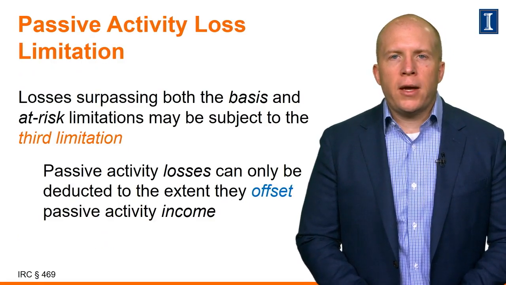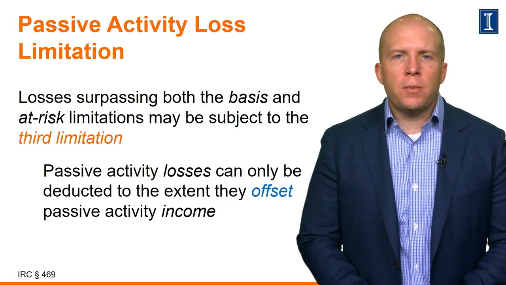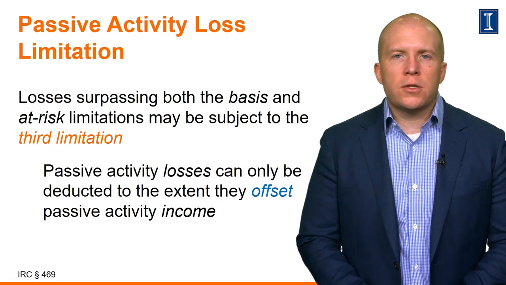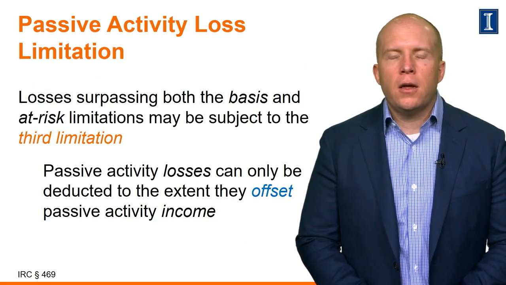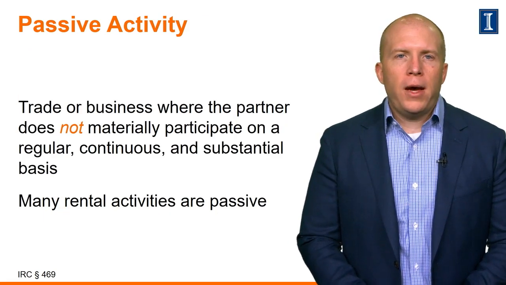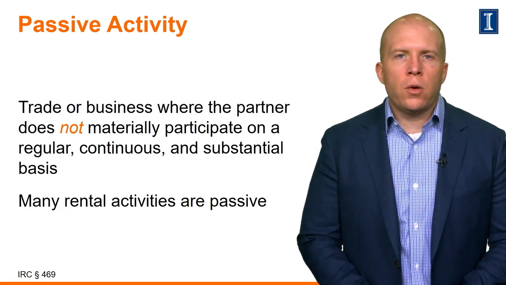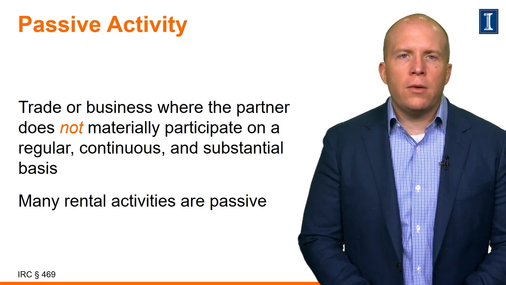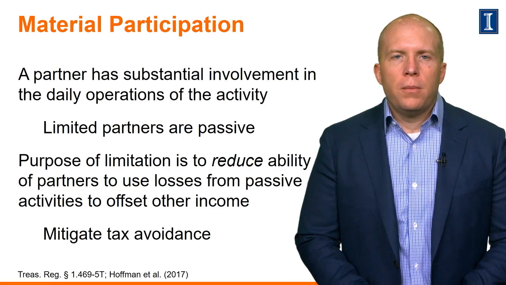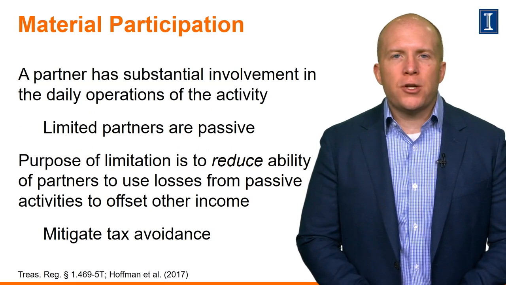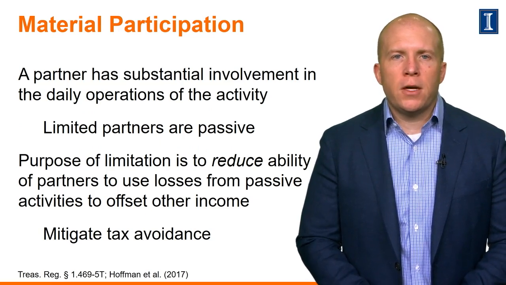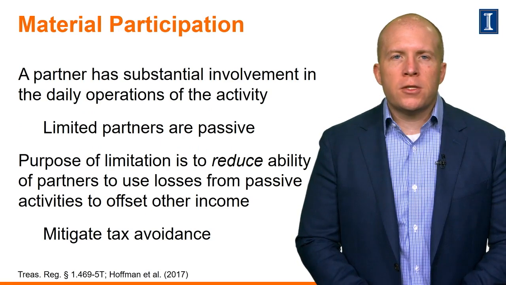Finally, losses that surpass both the basis and at-risk limitations may be subject to the passive activity loss limitation, which provides that passive activity losses can only be deducted to the extent they offset passive activity income. Passive activity income is that which is from a trade or business activity that the partner does not materially participate in on a regular, continuous, and substantial basis, or income from many rental activities. Material participation means that a partner has substantial involvement in the daily operations of the activity. By definition, a limited partner is considered not to materially participate in the management of a partnership.